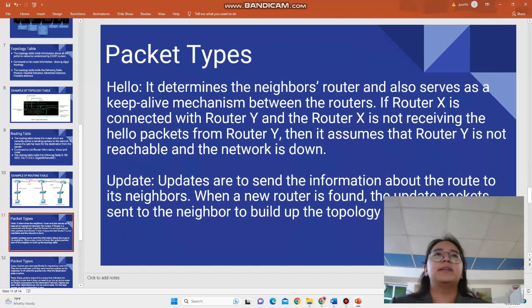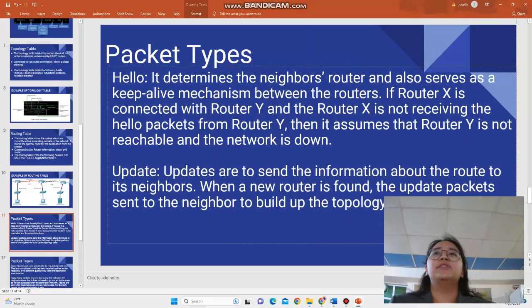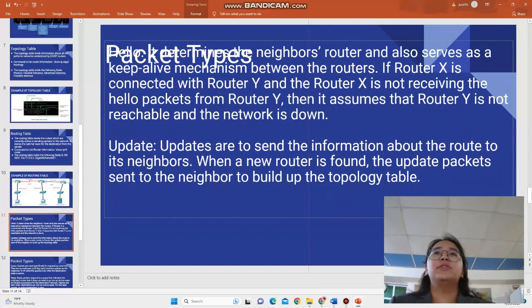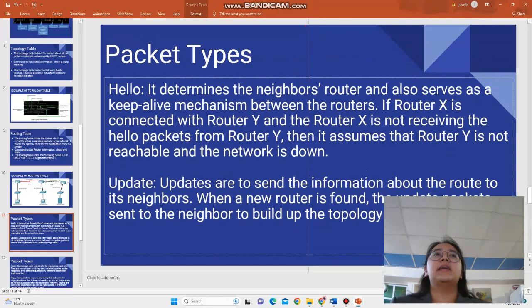And then packet types. Hello packets determine the neighbor route and also serve as a keep-alive mechanism between the routers. If router X is connected with router Y and router X is not receiving the hello packets from router Y, then it assumes that router Y is not reachable and the network is down. Updates are to send the information about the route to its neighbor. When a new router is found, the update packet is sent to the neighbor to build the topology table.